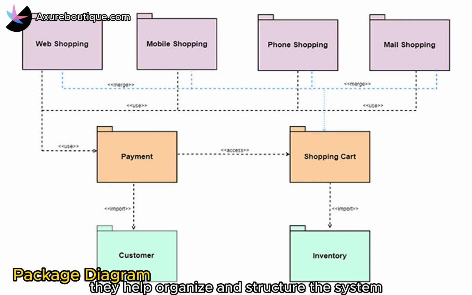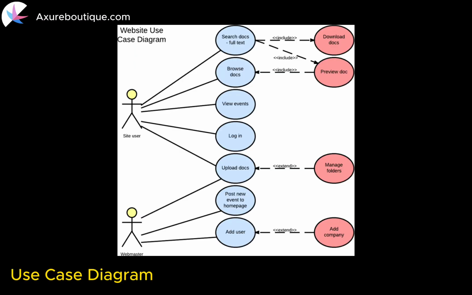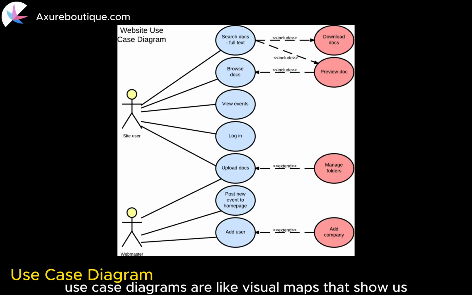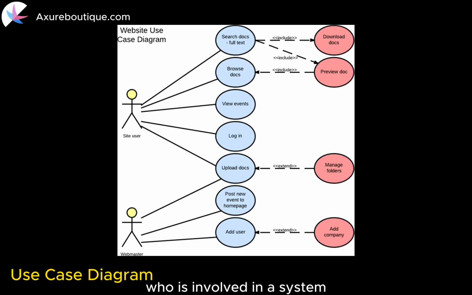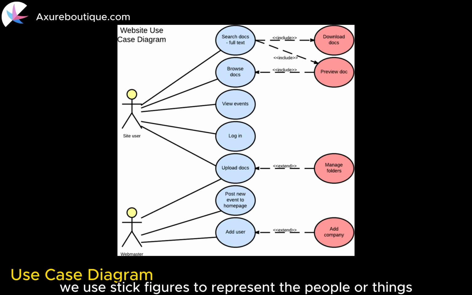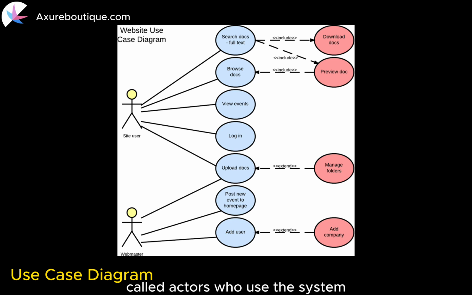They help organize and structure the system. Use case diagrams are like visual maps that show us who is involved in a system, what they need to do, and how they interact with each other. In a use case diagram, we use stick figures to represent the people or things, called actors, who use the system. We also use ovals to represent the different tasks or functions that the actors need to perform.